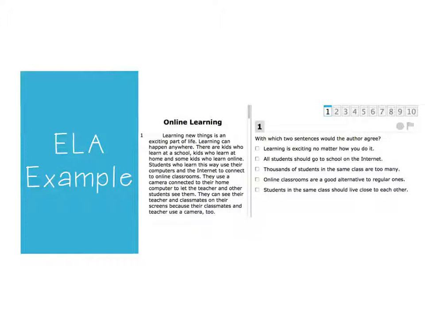When the kids are taking it paper pencil, they'll see the entire passage at the same time, and then the questions will be on different pages, but they can refer back to the passage anytime they'd like to. So this question says, with which two sentences would the author agree? Of course, we'd make sure that the students take their time and read carefully to know that they would have to choose two answers. So there may be various questions in which the children have to choose two answers.